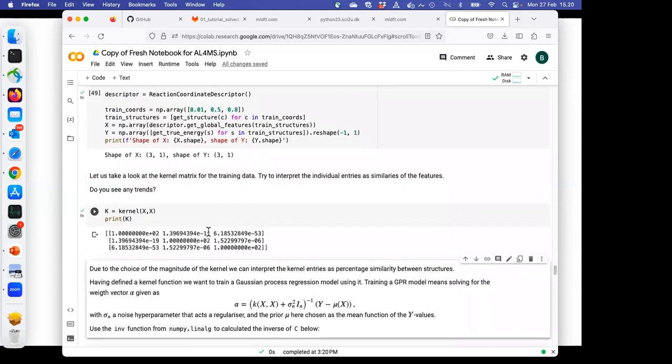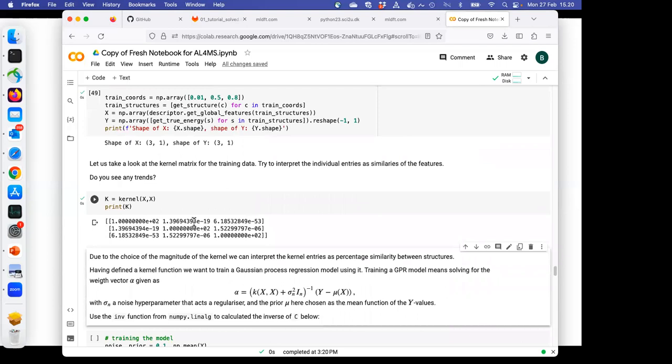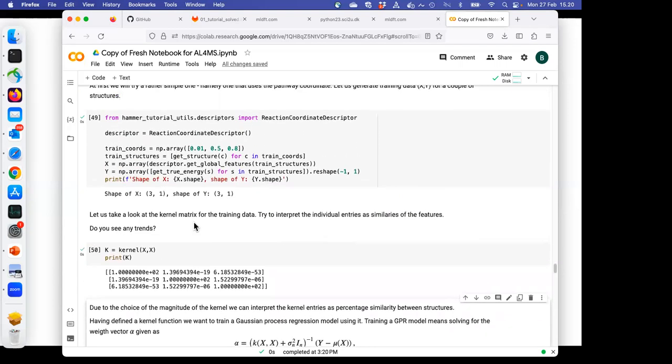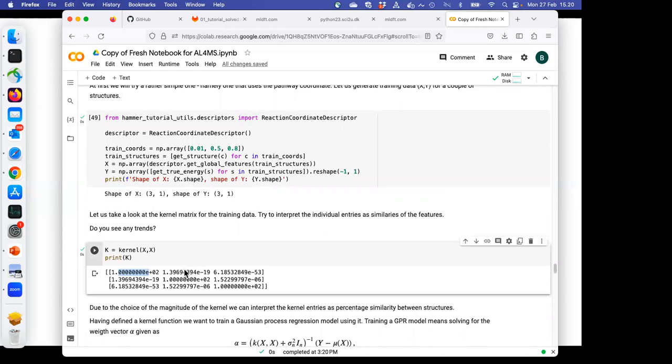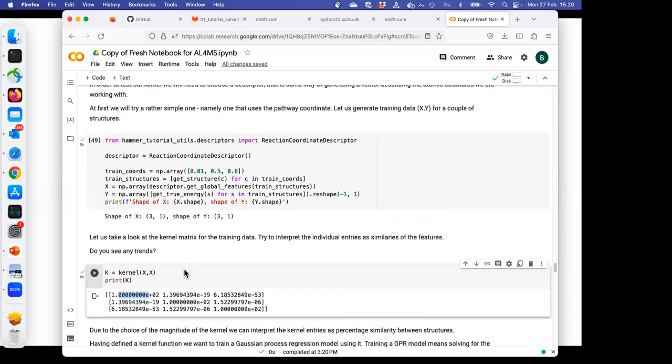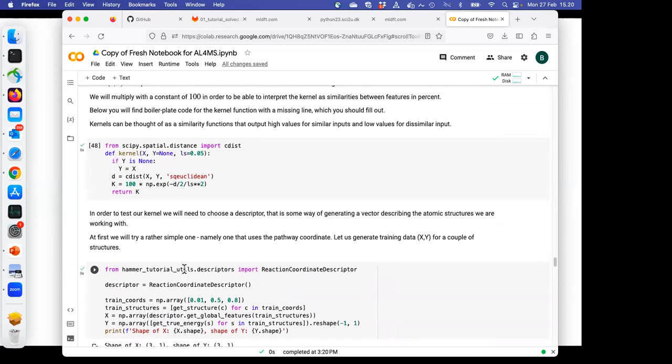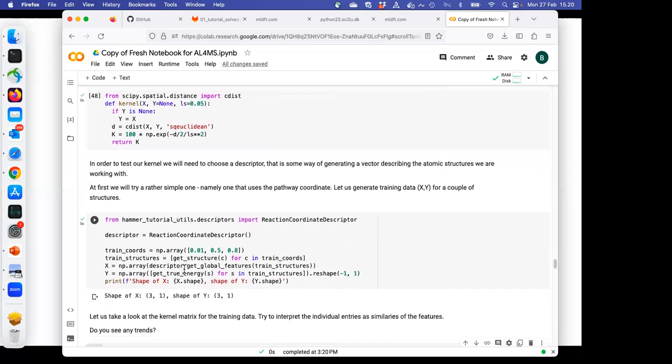Go all the way down here. Then we can see, okay, I took a too short length scale. Now we have 100% agreement for the first one with itself, and we have 10 to the minus 19 overlap with the next one, because we have made a kernel that is so narrow that it sees no overlap between neighboring data points in this limited data set.